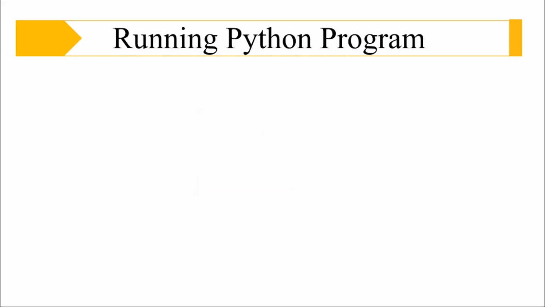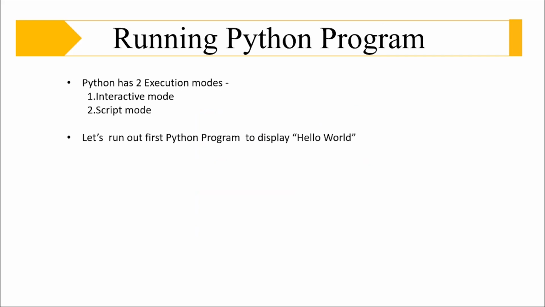Now let's see how to run a Python program. Python has two different execution modes: the interactive mode and the script mode. Let's first run our Python program to display hello world. Once we have installed Python from python.org, we can just go to our search menu or start menu.